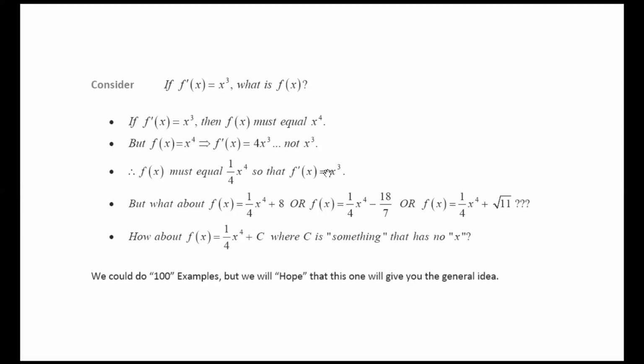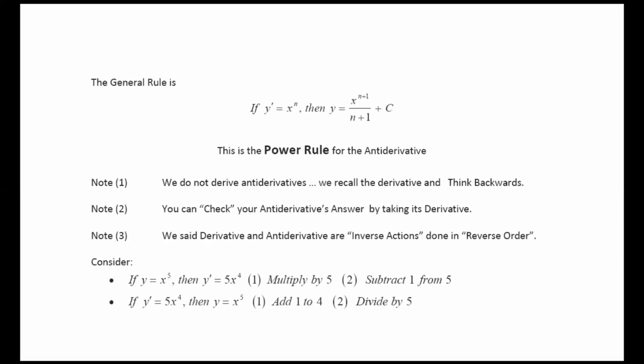Now we could probably work lots of examples. We have here 100 examples. Hopefully, eventually, you would see a pattern. But we're not going to do that. I think just working this one problem is probably sufficient for us to come up with a formula that will give us the antiderivative when we're given x to a power.